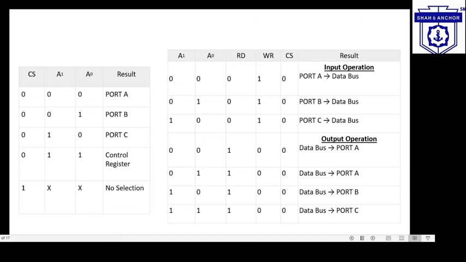Then depending upon the values of A1 and A0, it's 0, 1 and 2. We are using port A, B or C to perform the different operations, that is input operation. And to perform the output operations, there are two combinations for port A, 0,0 and 0,1. And for 1,0 port B and for 1,1 port C to perform the output operation for 8255 ports.